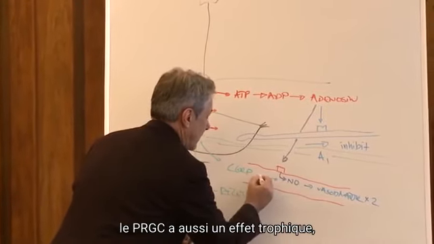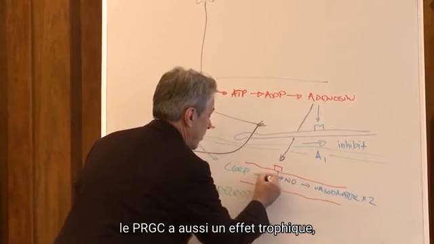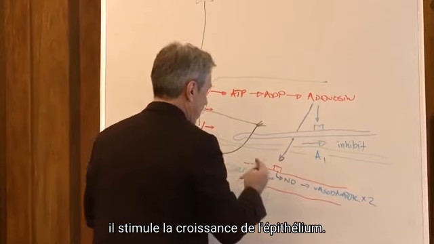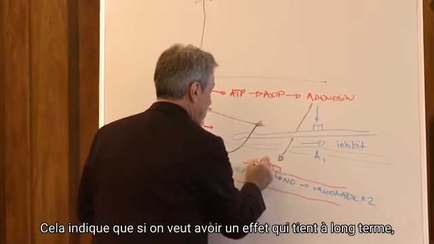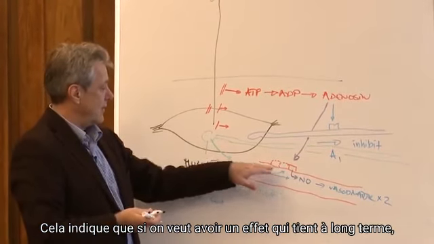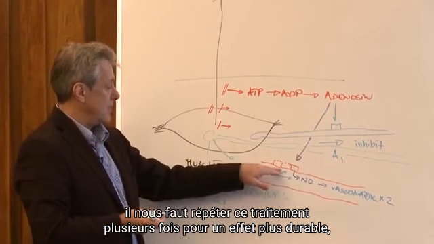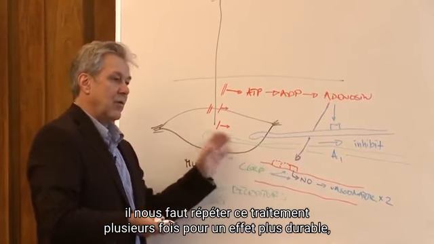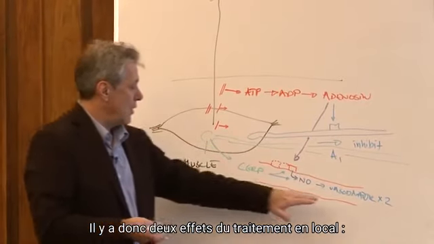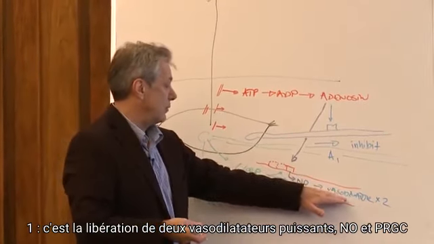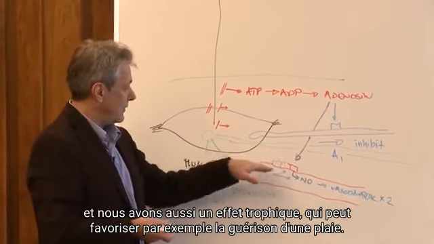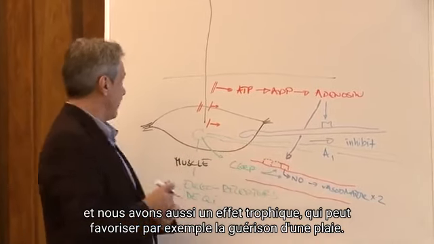And the other thing CGRP is also doing is that it is also having a trophic effect. In other words, it stimulates the growth of the epithelium. So this basically indicates that if we want to have a more long-standing effect, we need to repeat the treatments, for example, in wound healing, to have a prolonged effect. So it's not enough with one treatment. So we have two different treatment effects. One is the release of two different potent vasodilators, NO and CGRP, and we also have a trophic effect in the tissue, for example, going for wound healing.